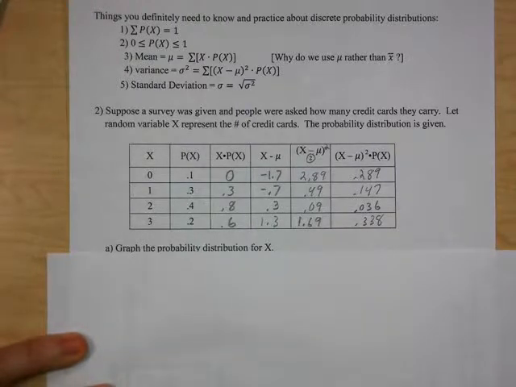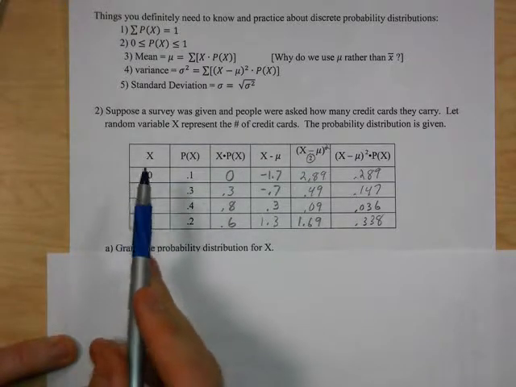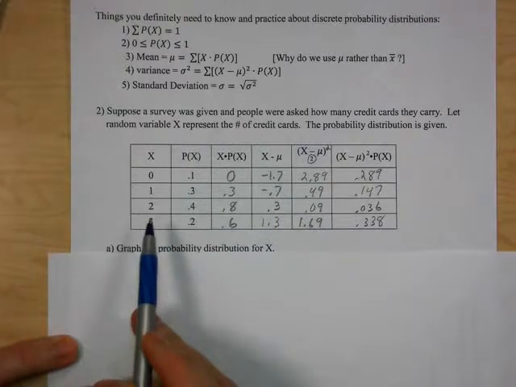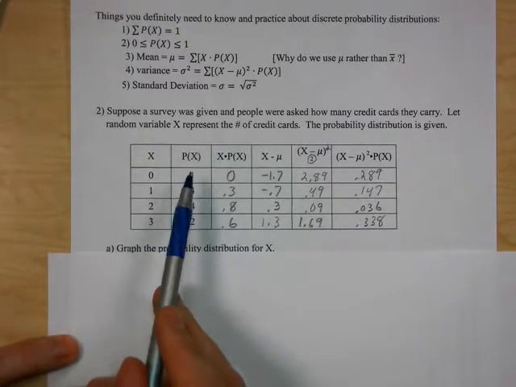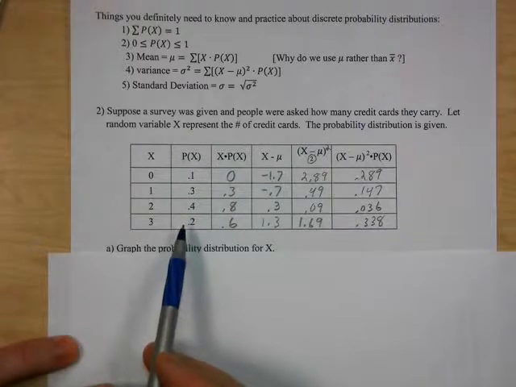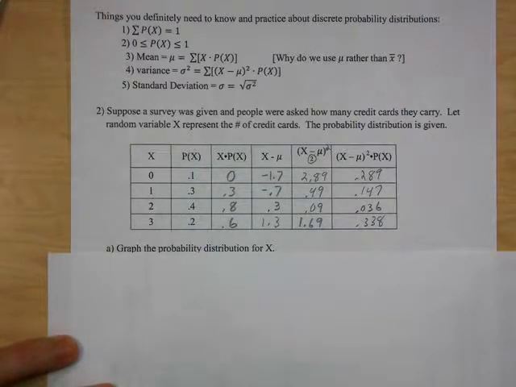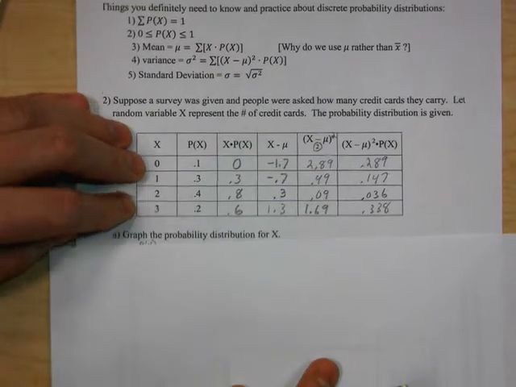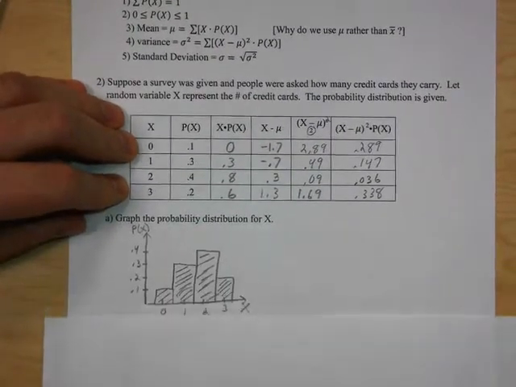Okay, so next thing we look at is to graph the probability distribution for x. So notice our x values are 0, 1, 2, 3, so that'll go across the bottom as random variable x. And then up the side we have probabilities of 0.1, 0.3, 0.4, and 0.2. So if you make a little scale of 0.1 going up the side, okay, and I have it done here, so I'll just show you to save time.